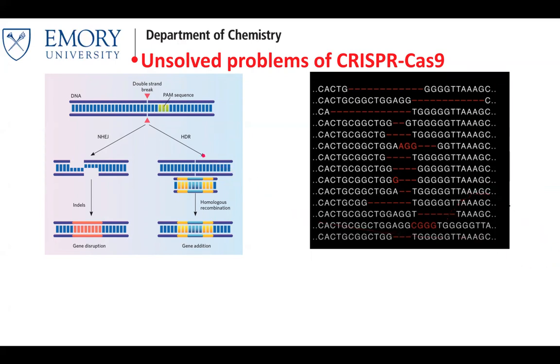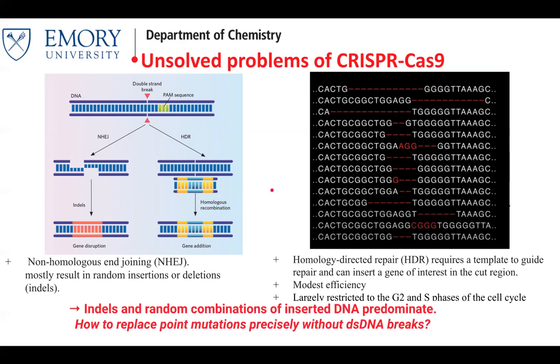And with homology-directed repair, there's indeed a way to precisely introduce a gene of interest at the cut region. However, this process is not applicable for many cells because it's restricted to cells that have a high replication rate. So the brain or the cardiomyocyte cells in your body would not be able to employ this method. All of this is just to say that we need to develop a method that can replace point mutations precisely without causing DNA breaks.